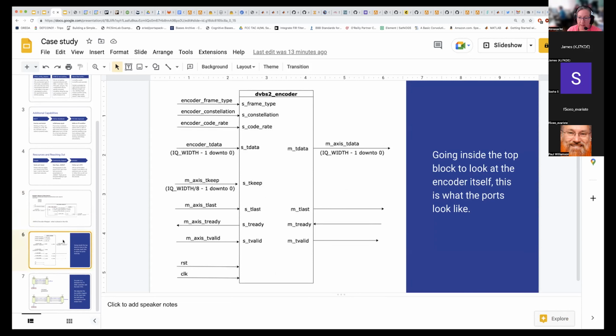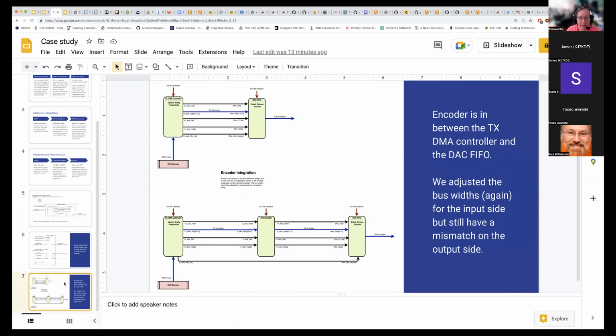If you drill down, just look at the encoder. This is what it looks like. So lots of AXI, but other than that, pretty straightforward. The data comes in, and the frame type, constellation, and code rate from that one word come in as well, and then IQ out. And backing up a little bit, this is how it fits. Before, the TX DMA controller went directly to the DAC FIFO. We've gotten in the middle of that with our encoder, and now we're just trying to make it work.